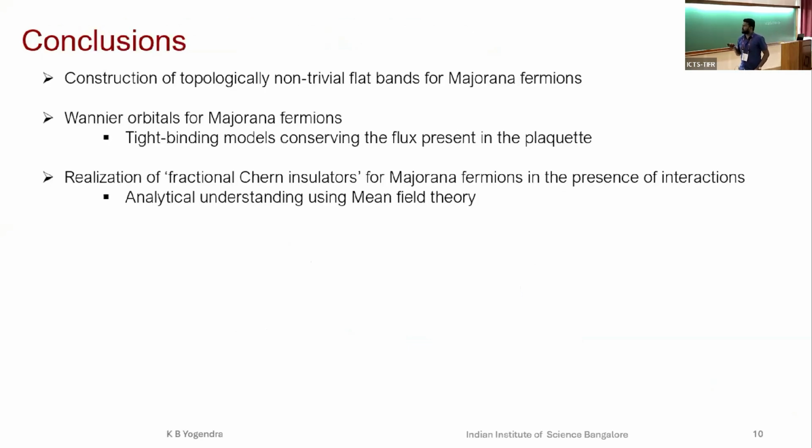So to conclude, I have discussed how to construct topologically non-trivial flat bands for the Majorana fermions, and the Wannier orbitals and tight-binding effective models for the fractional Majorana particles. Then I discussed the fractional Chern insulator phase for the Majorana fermions using some mean field theory. So that's all. Thanks.